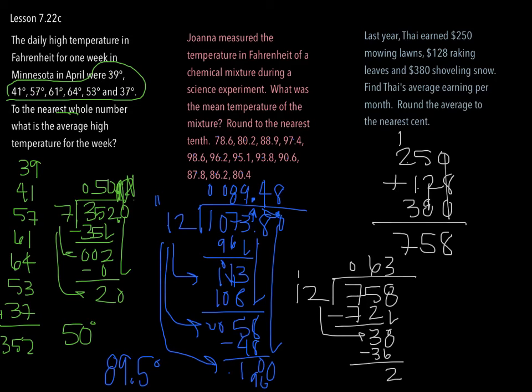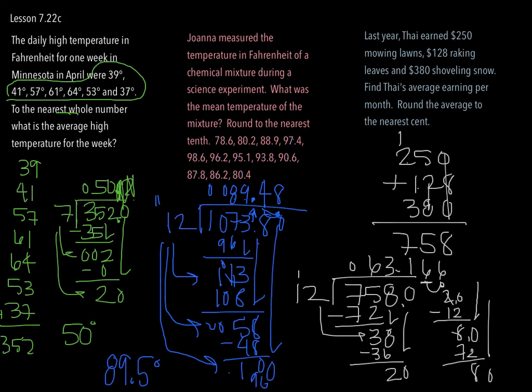Subtract. 2. I'm going to add a 0, so I add a decimal point. Bring it down. That's 20 minus 12, that's 8, and I can bring down another 0. How many 12s in 80? That's going to be 6, and that's 72. Subtract 8, bring down a 0, and that's going to be 6. So what we're going to do is round to the nearest cent. Look at our neighbor. So our answer should be Ty earns $63.17 per month.